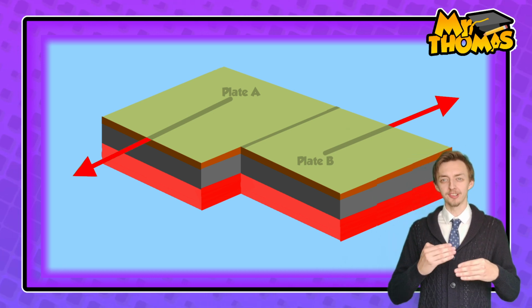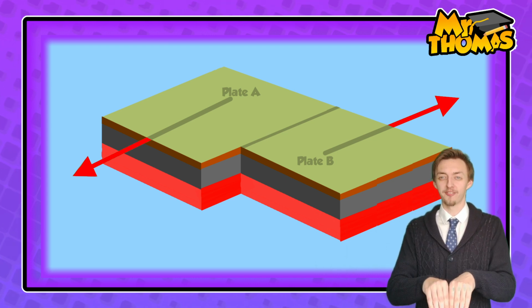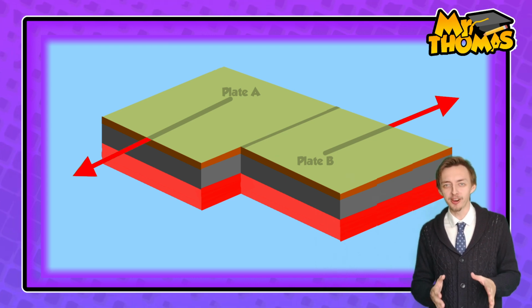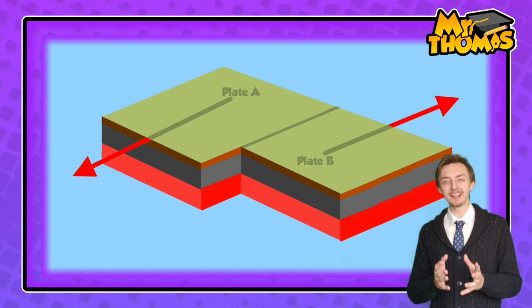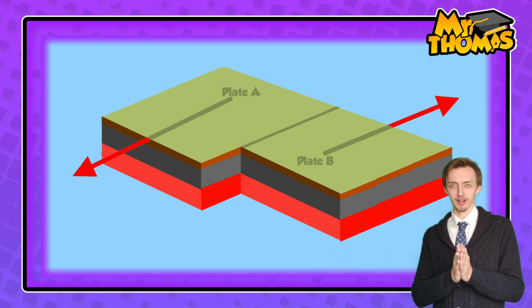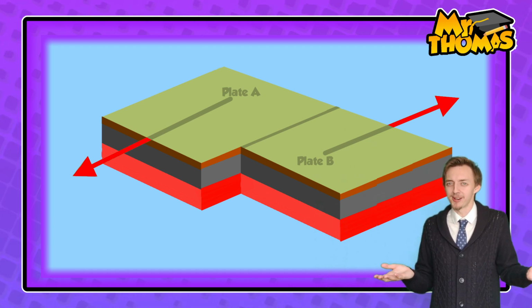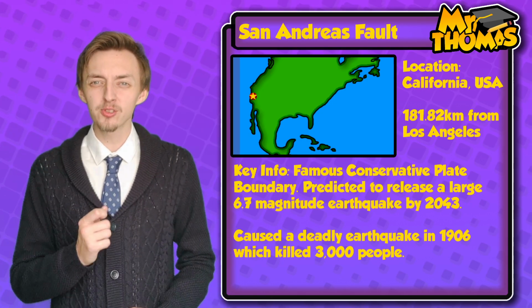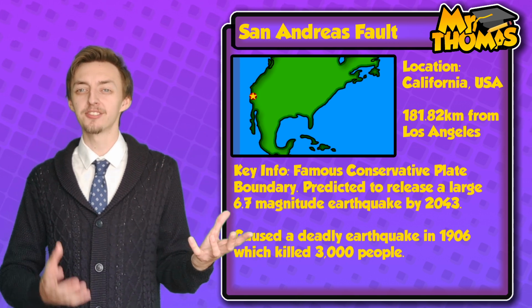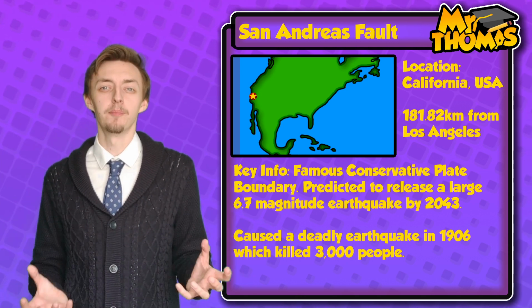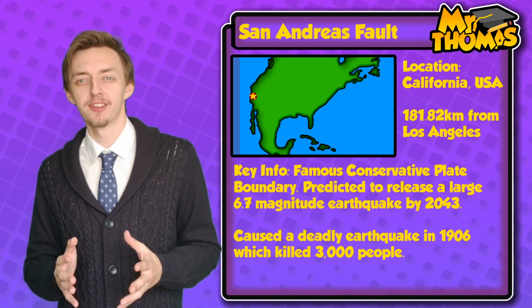This is where plates will slide past each other in either opposite directions or in the same direction, just at different speeds. A buildup of friction between the two plates sliding past each other can sometimes lead to the release of incredibly powerful earthquakes. However, there's no volcanoes, so look on the bright side, I guess. At the San Andreas fault line in California, the Pacific plate is moving quicker than its neighbouring North American plate. However, both plates are moving in the same direction. This has caused severe earthquakes in the past.